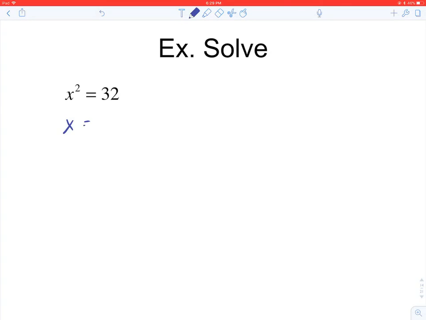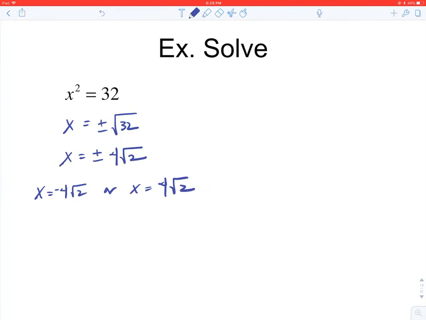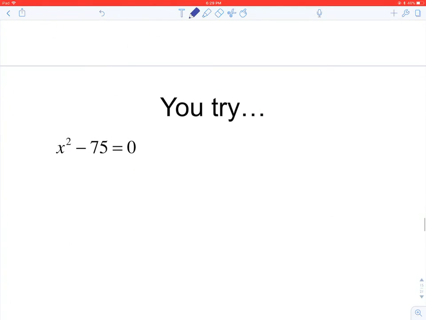Okay, x squared is by itself. So we take the square root of each side, and we get x equals plus or minus root 32. Does 32 have any perfect square factors? It has multiple perfect square factors, but what's the largest one? Well, half of 32 is 16. So this will end up being 16 times 2 is 32. So we'll have plus or minus 4 root 2. So x equals negative 4 root 2, or x equals positive 4 root 2.